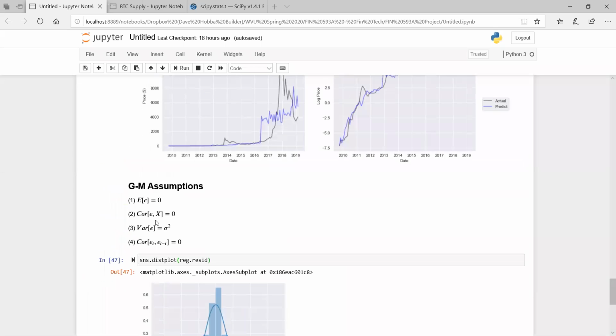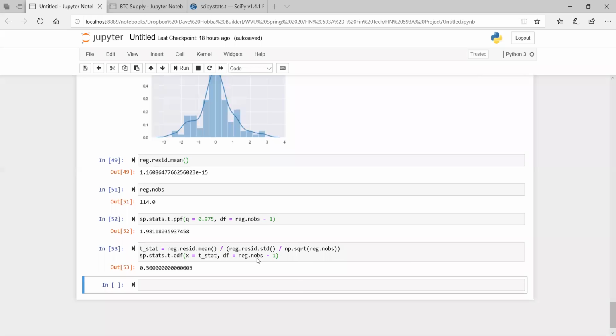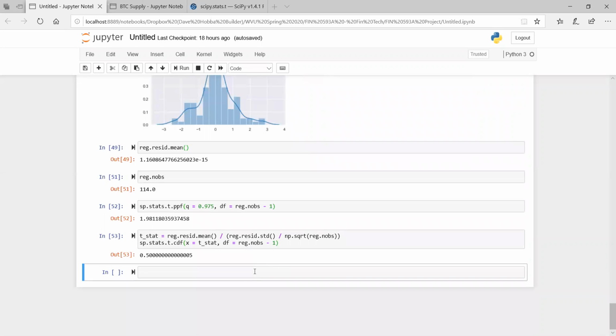All right, so now we're moving on to the next Gauss-Markov assumption. The second one is that the correlation between the error term and the explanatory variable has to be 0. We're going to use the formula back in chapter 8. So we're going to do a t-test, but for correlation.